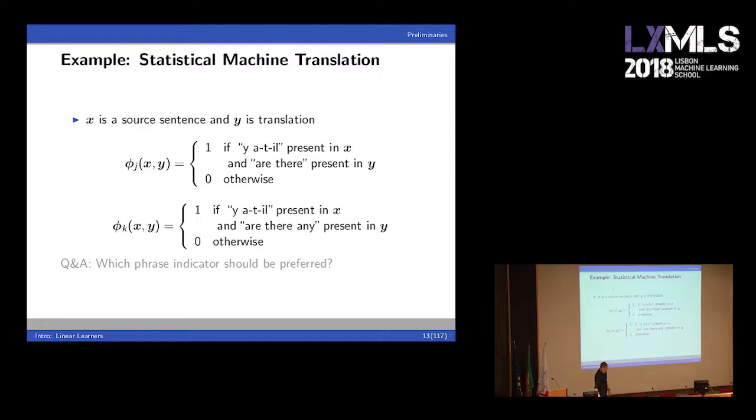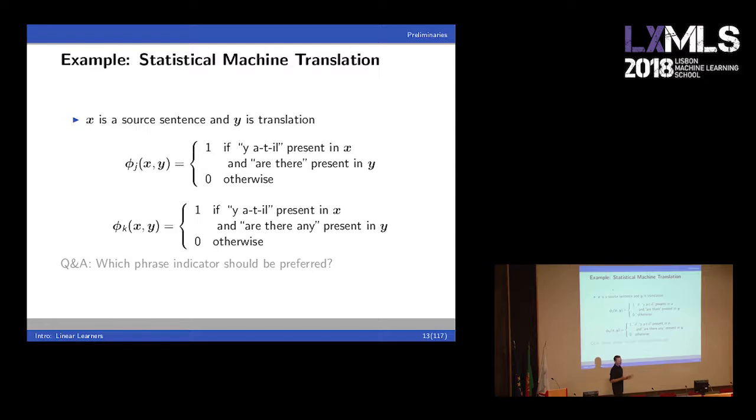And what would you say? Which phrase indicator should be preferred? Y-a-t-il to are there, or y-a-t-il to are there any? What is more frequent? Yeah. So, are there.